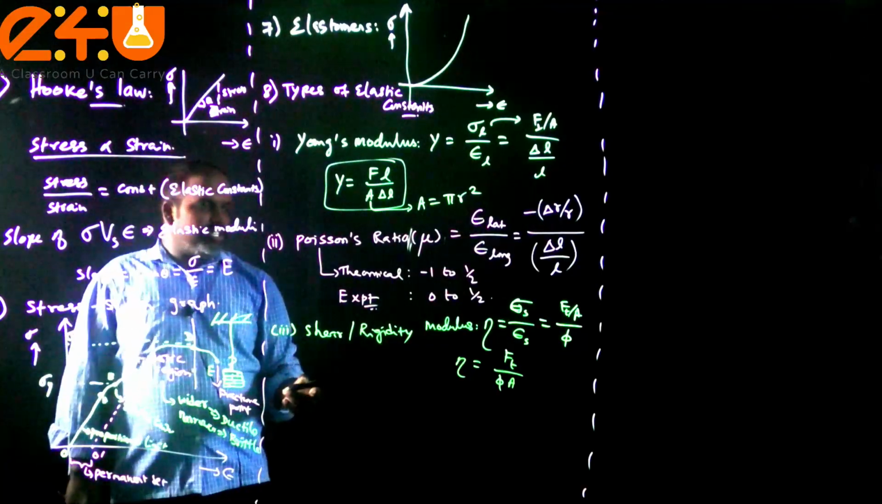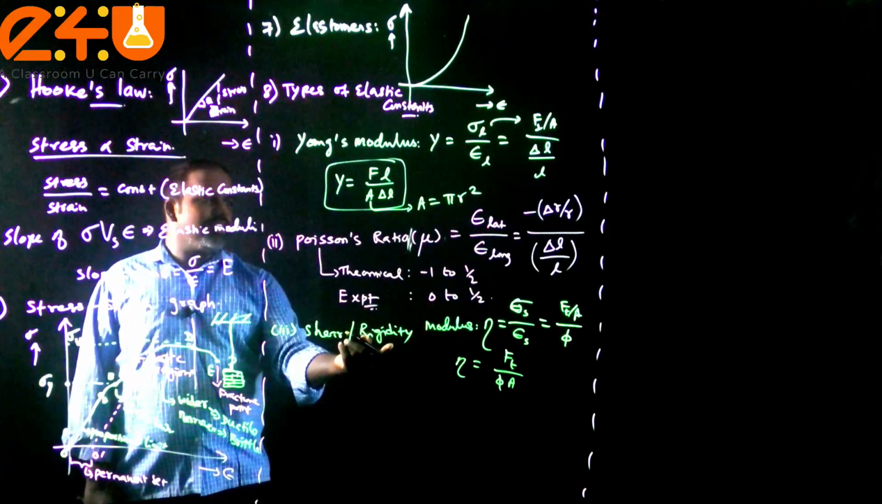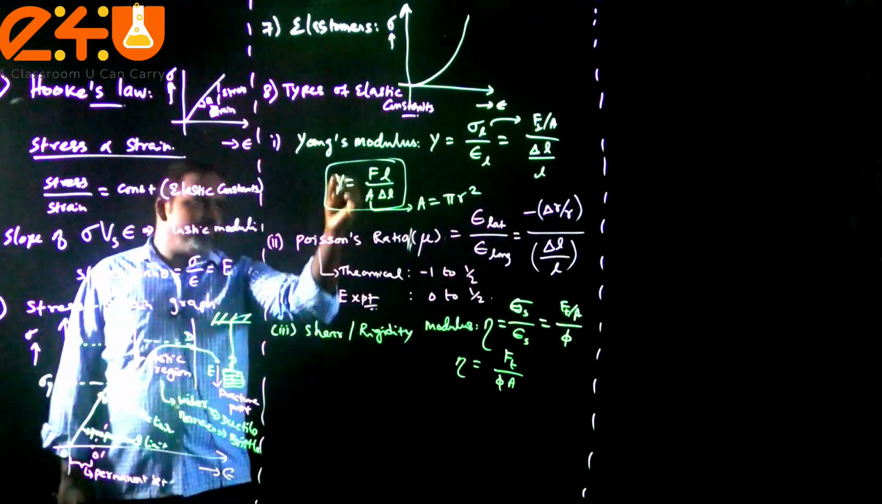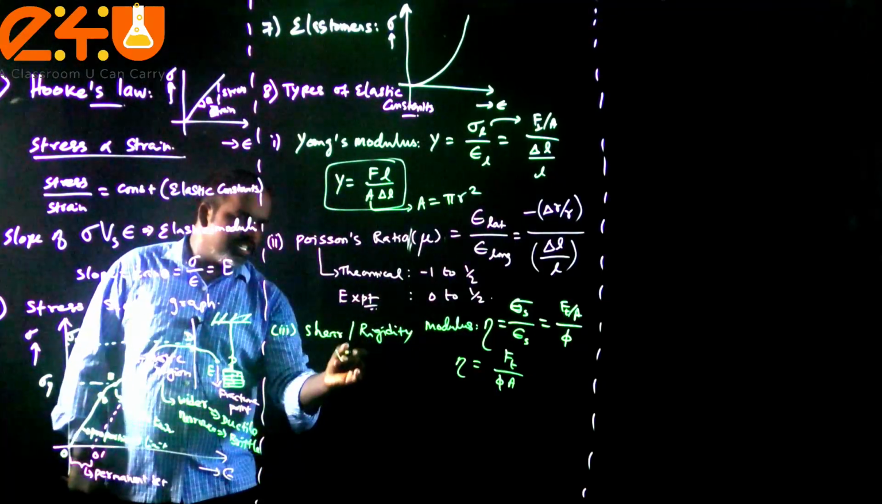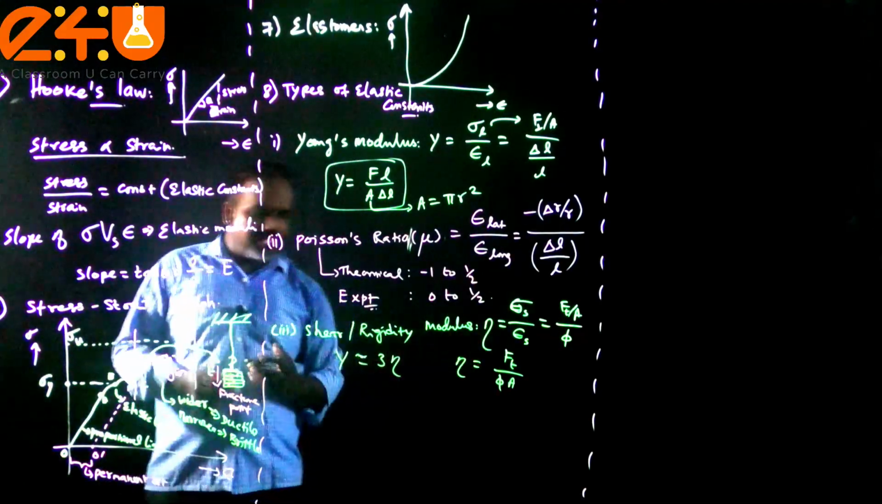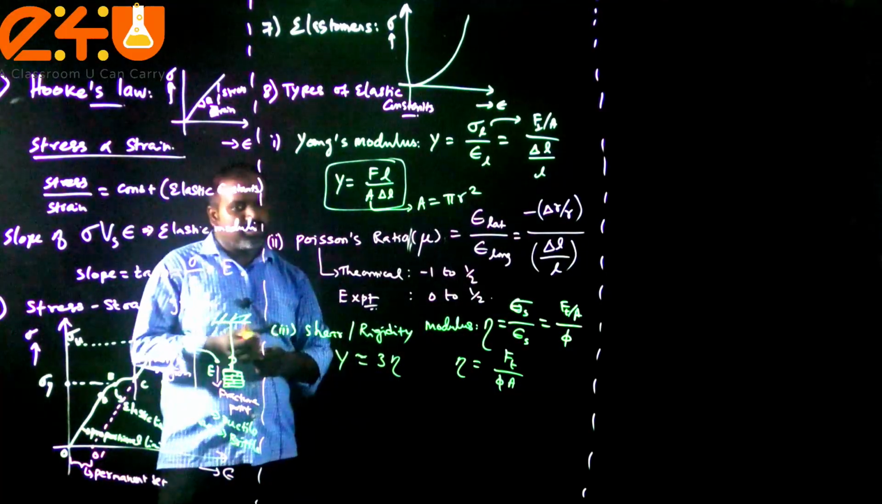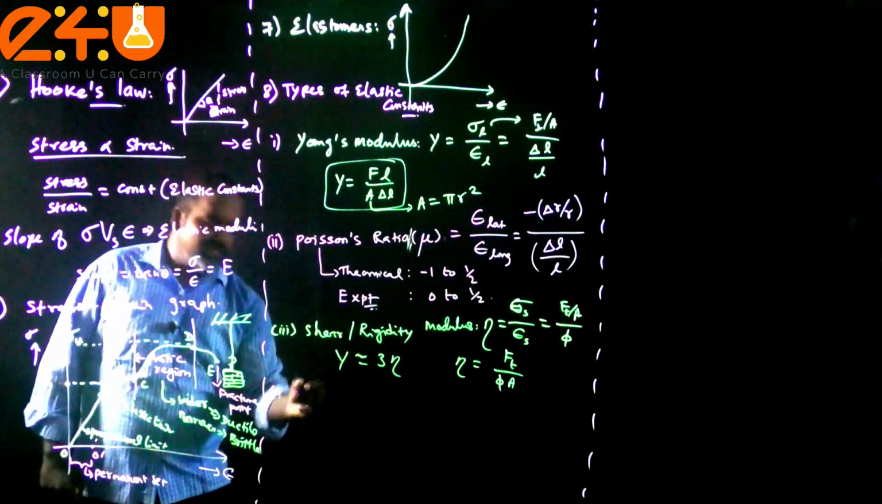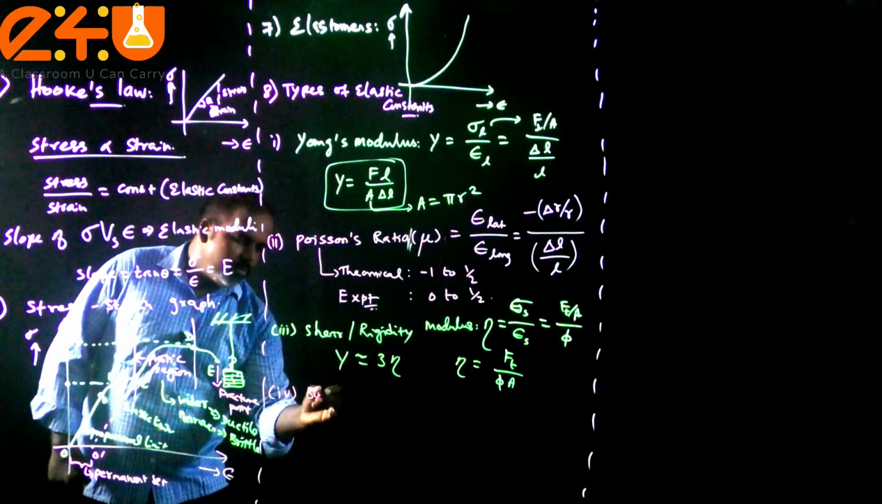For your information, we can compare the shear or rigidity modulus with Young's modulus. Generally, Young's modulus is nearly 3 times the shear or rigidity modulus. So this is 1, 2, 3, and the next one is 4, bulk modulus.